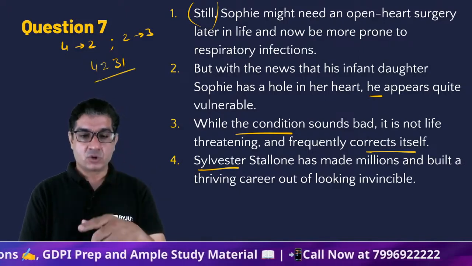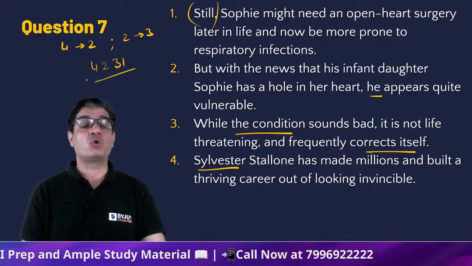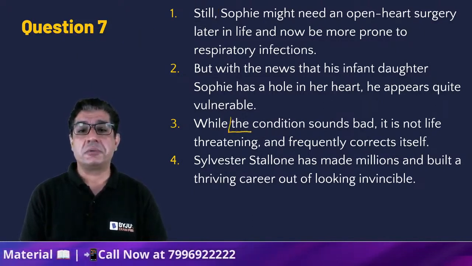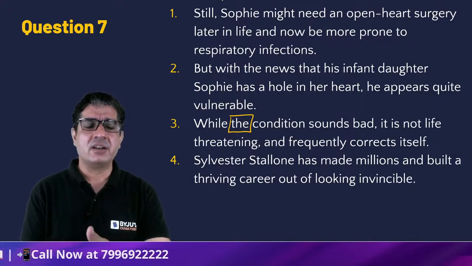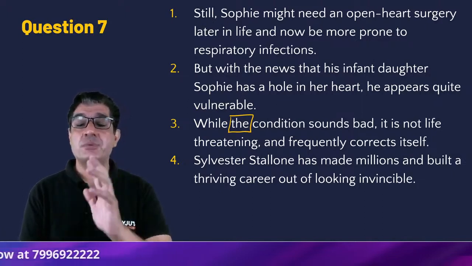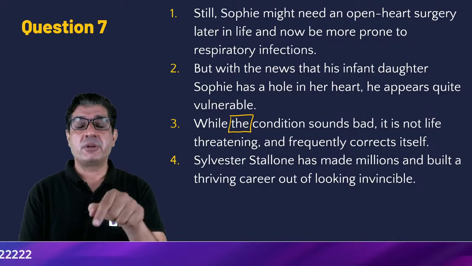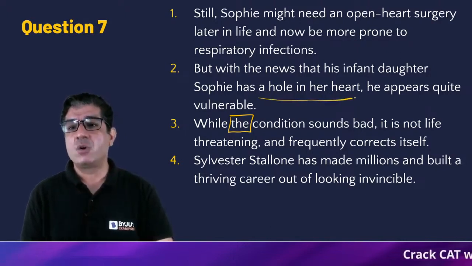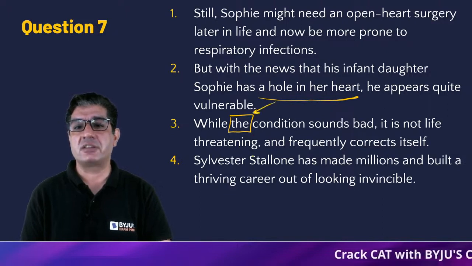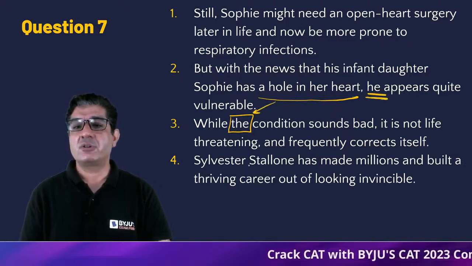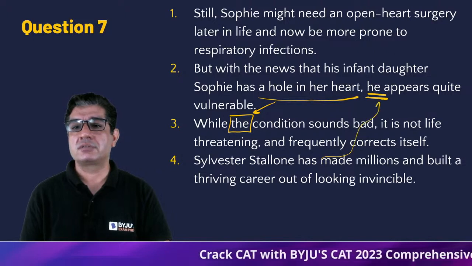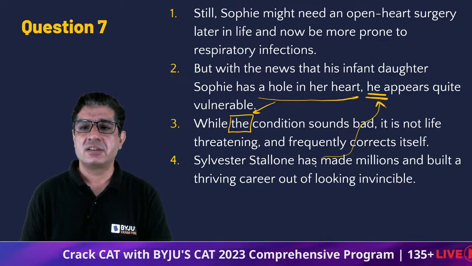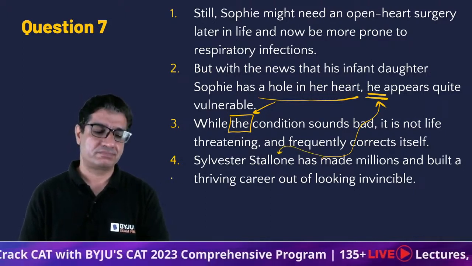Those of us who put 2 before 3 or 2 before 4, and 3. I mean, just think of it. When do we use the? It's a definite article. It is used before those nouns that we are already acquainted with. So when you say the condition sounds bad, which condition? So you need to mention a whole open heart first in order to justify the. Then you need to write 4 before 2 in order to have a correct reference for he. You know, Sylvester Stallone. So that's the connection.